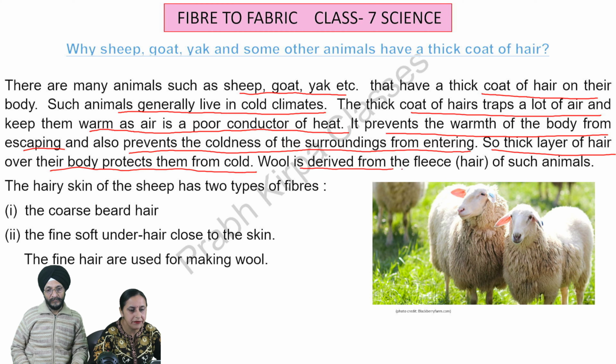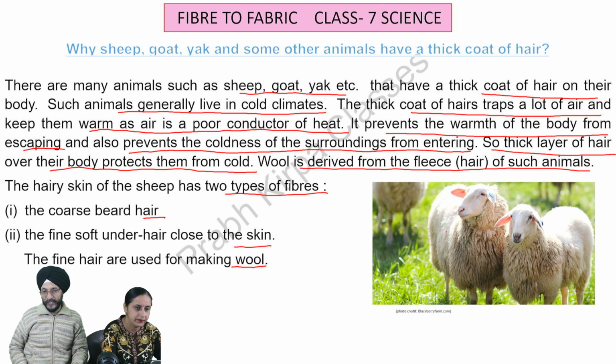Wool is derived from the fleece of such animals. The hairy skin of the sheep has two types of fibers. Number one, the coarse beard hair. Number two, the fine soft under hair close to the skin. The fine hair is used for making wool.